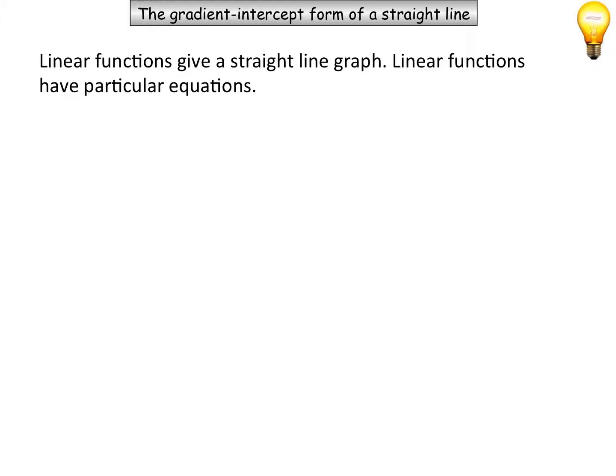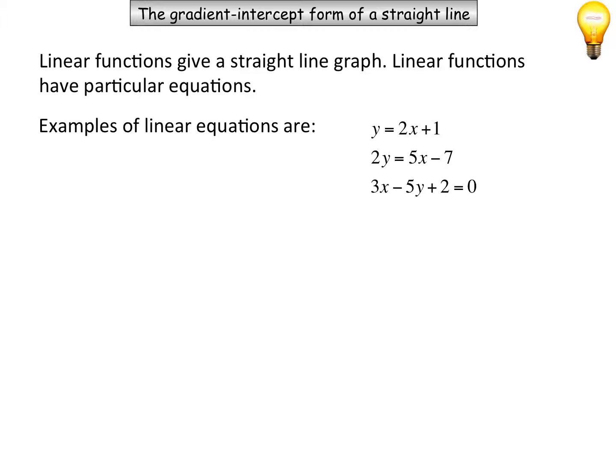So we know that a linear function is a straight line, and linear functions or straight lines have particular equations. These are just examples of straight lines and their equations. So these all have something in common. What they do have in common is they all have x's and y's, and the x's and y's have a power of 1. So these are called linear functions, and these equations give us straight line graphs.